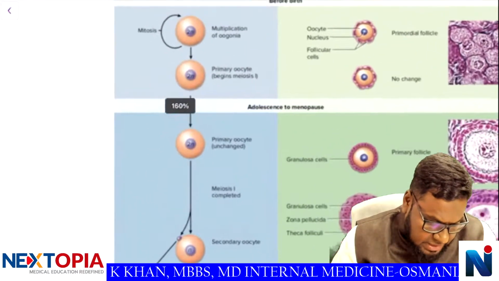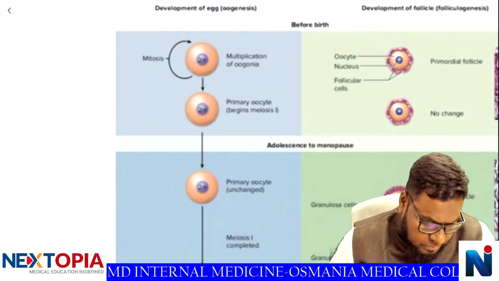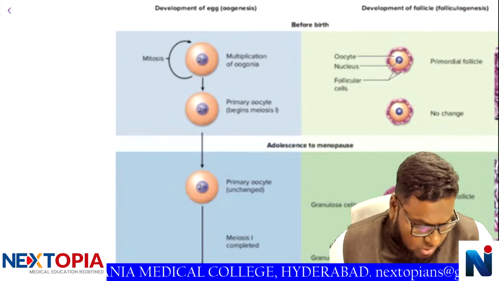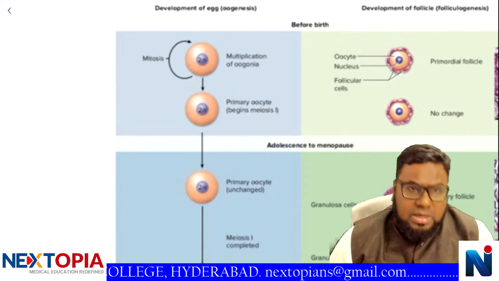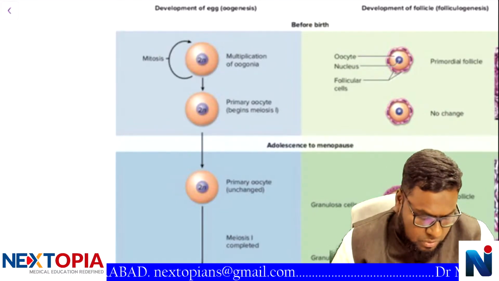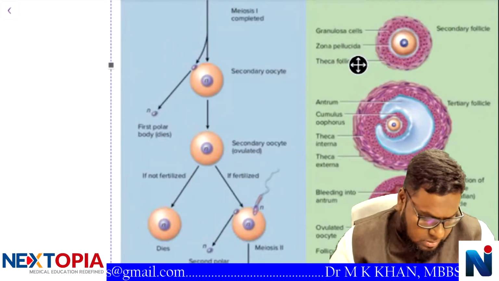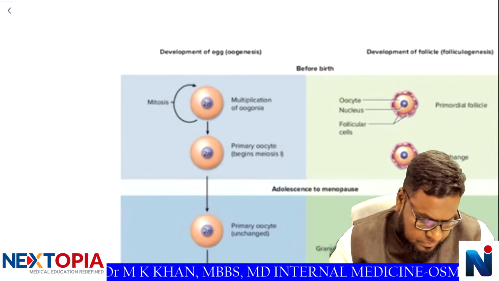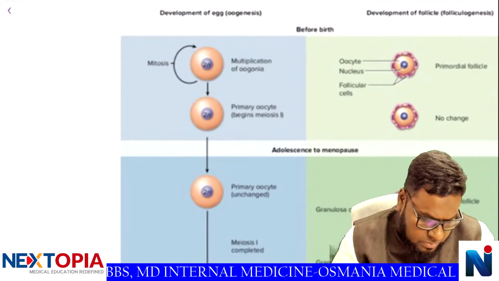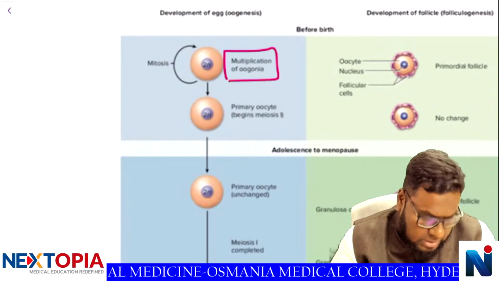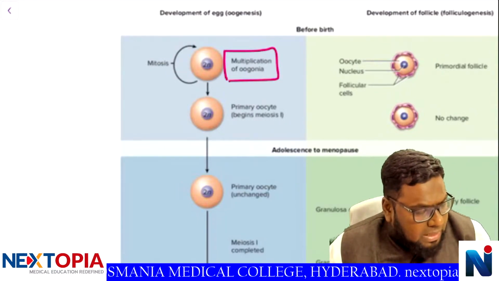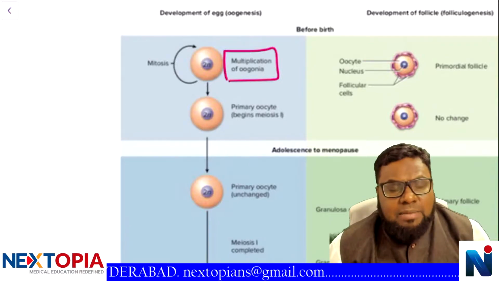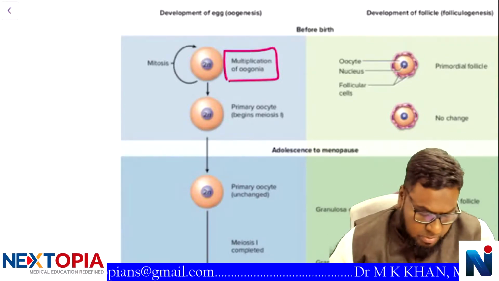So if you can see this development of egg, or oogenesis, here we have mitosis occurring, which results in multiplication of oogonia. The multiplication of oogonia is occurring here, and then this begins the formation of the primary oocyte.